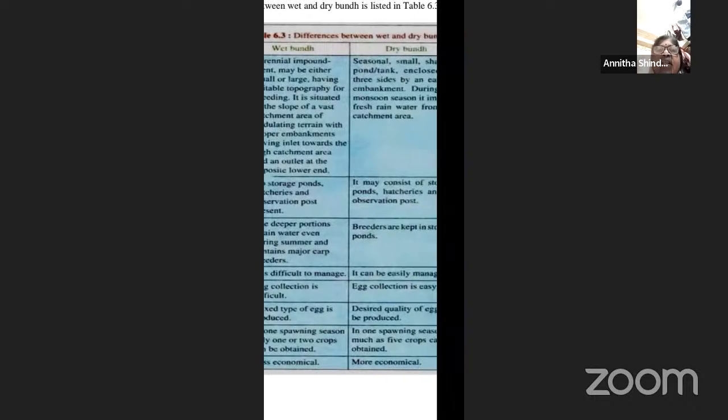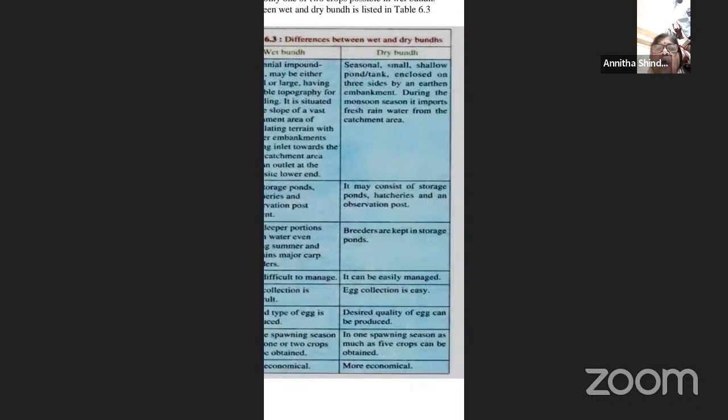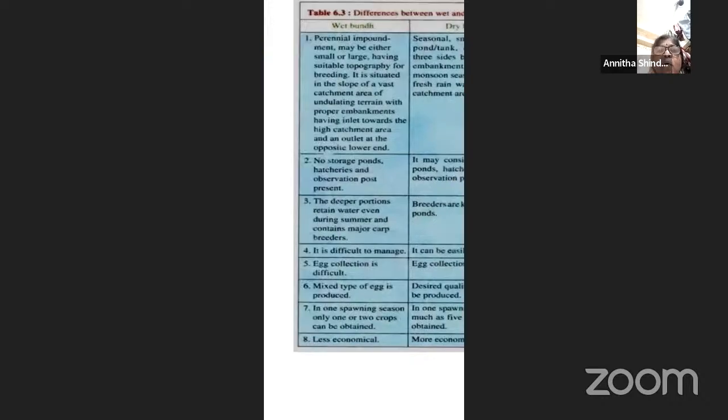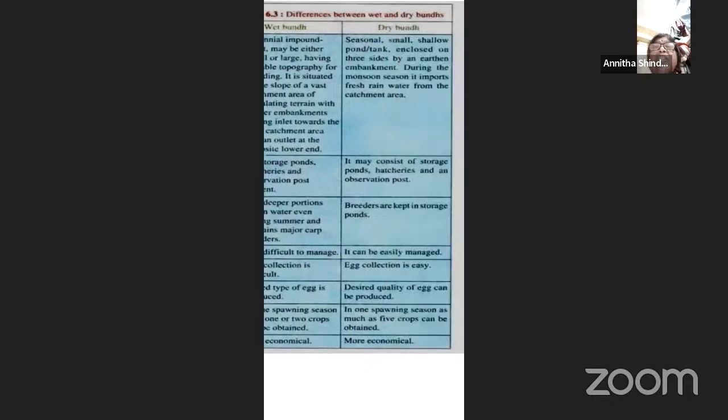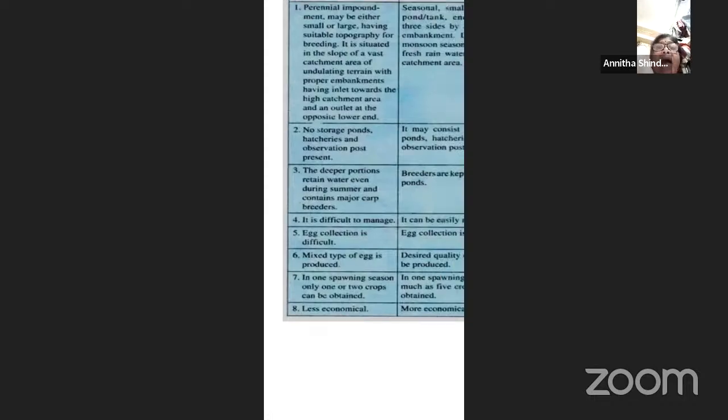But the dry bund consists of storage ponds, hatcheries, and an observation post. In the wet bund, the deeper portions in the center retain the water even during summer and contain the major carp breeders. Whereas in the dry bund, breeders are kept in storage ponds because water will not be available all the time. Now it is difficult to manage.